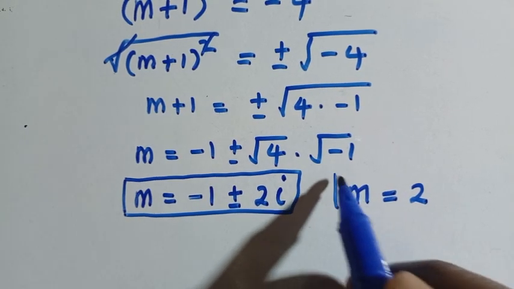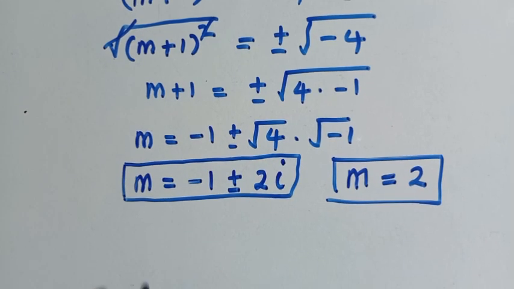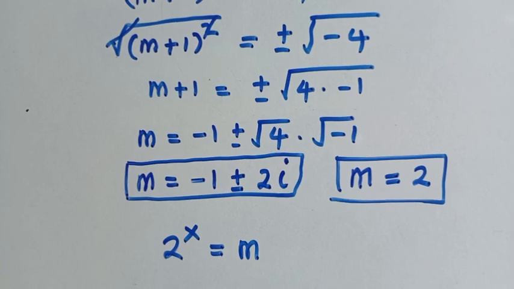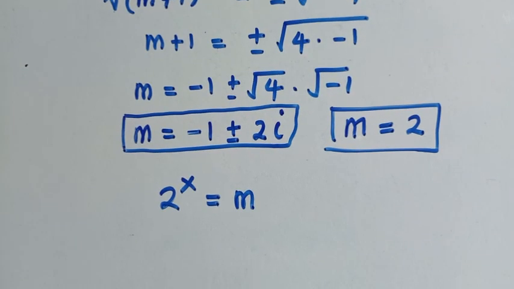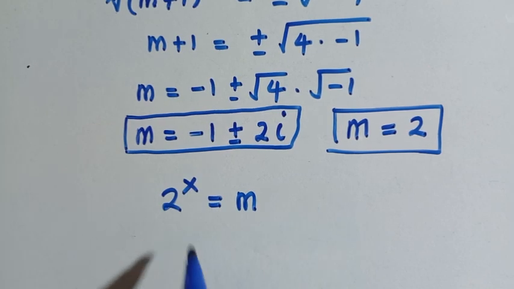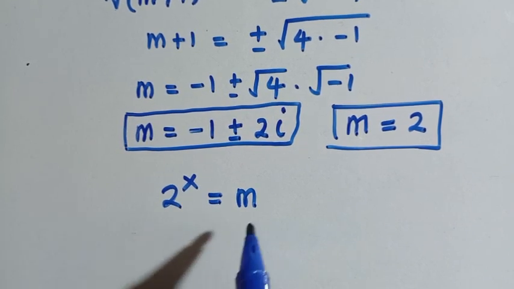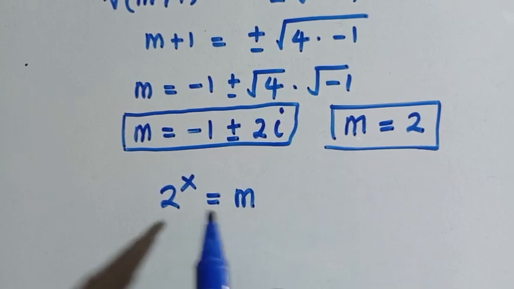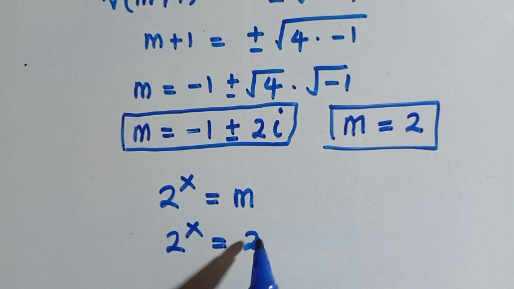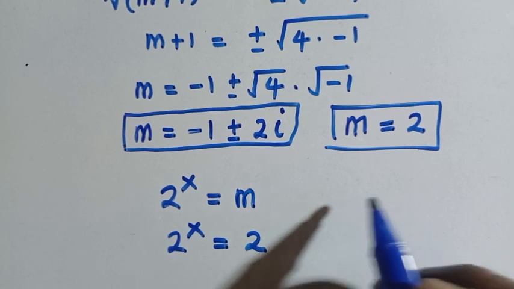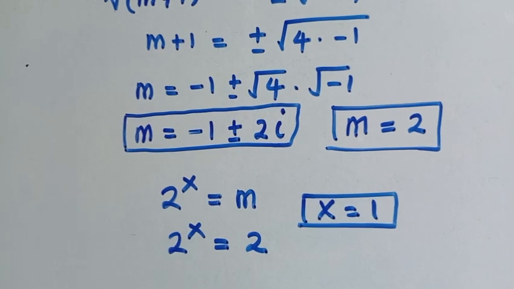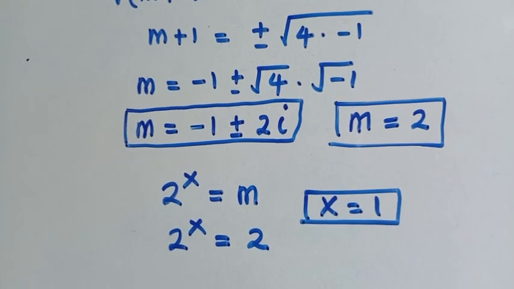Then we are going to recall where we let 2 power x equal m. Because what we need really is x, not m, but we use this m to make it easy for ourselves. So when we substitute the value of m here, which is 2, we have 2 power x equals 2. Then for both sides to be equal to each other, it shows that the value of x must be equal to 1. So x equals 1 is one of the solutions that satisfy this.